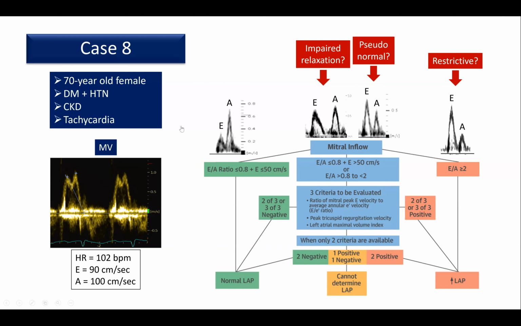Now, let's move on. Case number 8 is a 70-year-old female with diabetes, hypertension, chronic kidney disease, and tachycardia. Look at the mitral Doppler. You see the E and A velocity are almost the same. You see the heart rate here is 102, so she's tachycardic. E velocity 90 centimeters per second, A velocity 100 centimeters per second.